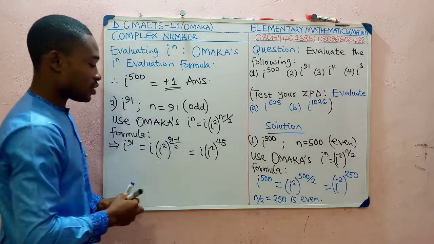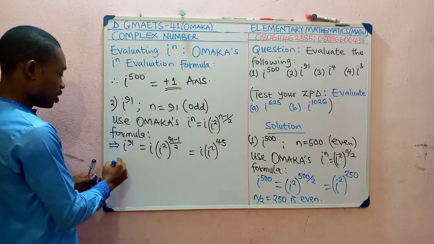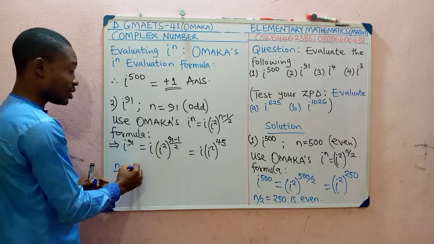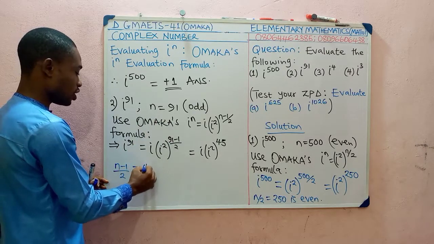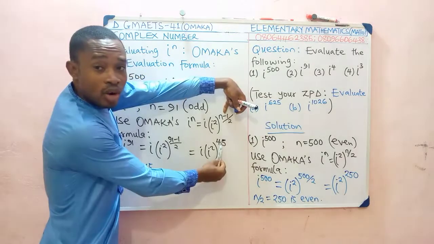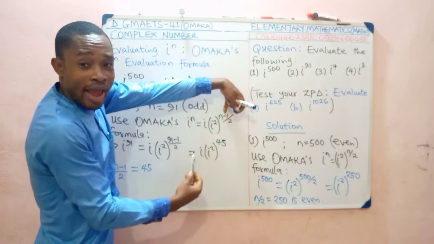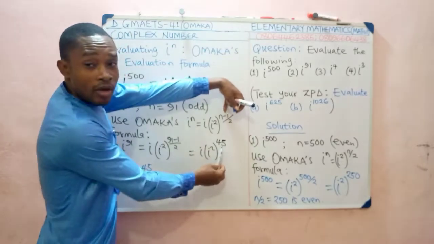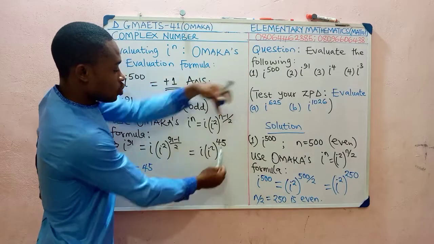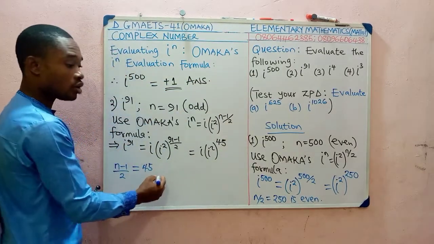So do you notice that the power, let's indicate that n minus 1 all over 2 from our analysis here is equal to 45. Look at it, the power. Alright, using the Omaka's i raised to power n evaluation formula when n is an odd number, notice that n minus 1 all over 2 is equal to 45, which is odd.